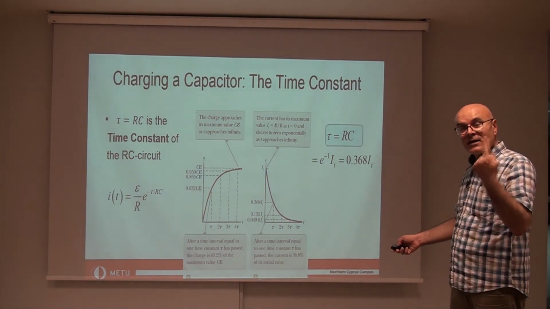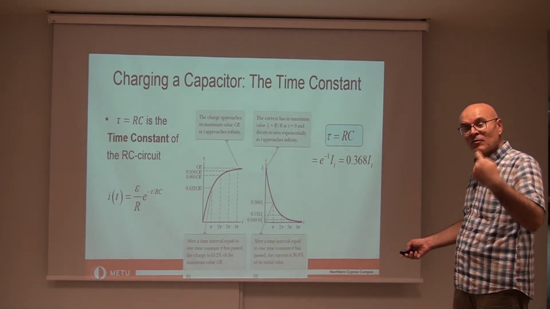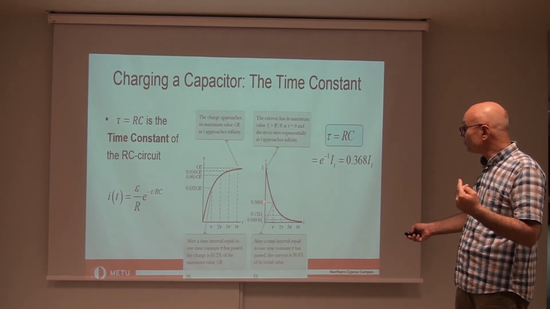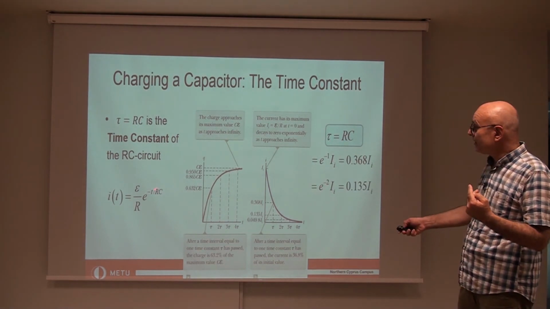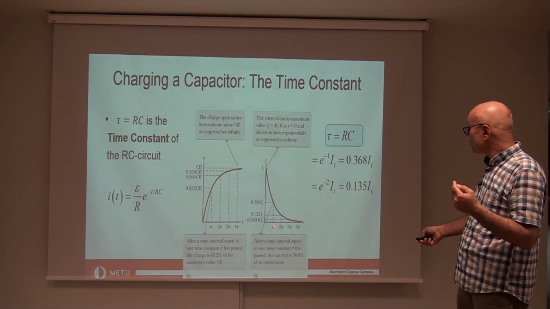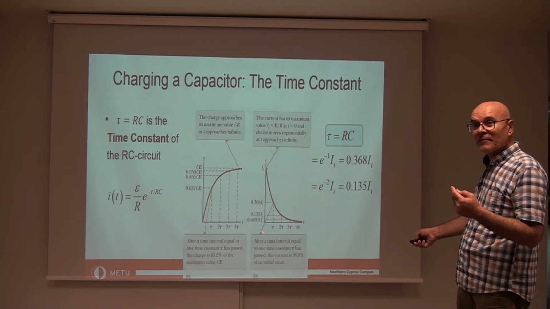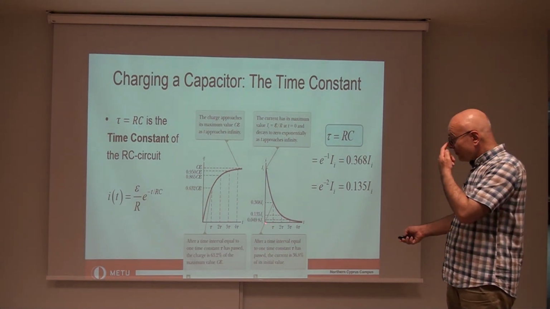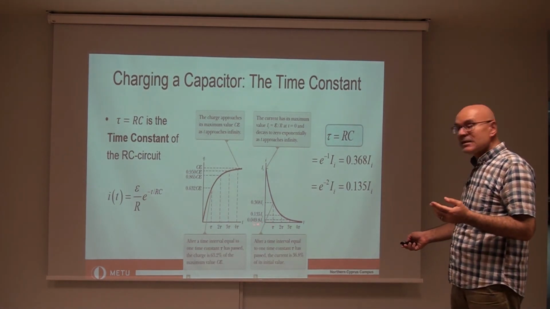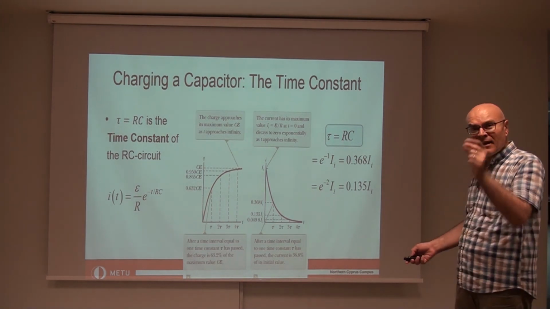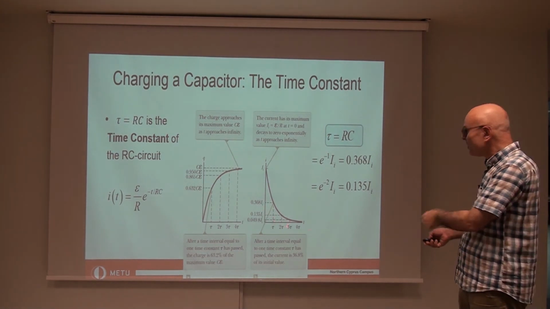So after one time constant has elapsed, the current drops to 0.37 of its value. Two time constants, when t is twice RC, it drops to 0.135 of its value. When it's three time constants, it's even smaller and smaller. And this is general. If the time constant is small, then the current drops very quickly to 0.37 of its value, then 0.135, and then immediately to zero.